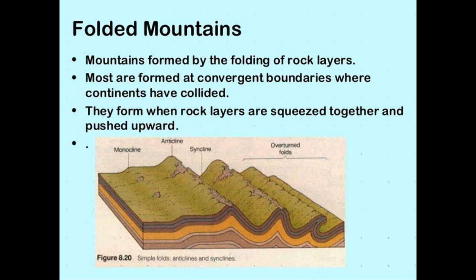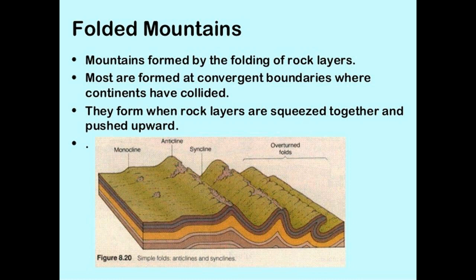Fold mountains are formed when the layers of the earth's crust are folded by compression. The compression is caused by forces generated by movements inside the earth. The diagram here shows how these fold mountains take place. Mountains formed by the folding of rock layers. Most are formed at convergent boundaries where continents have collided. They form when rock layers are squeezed together and pushed upward.